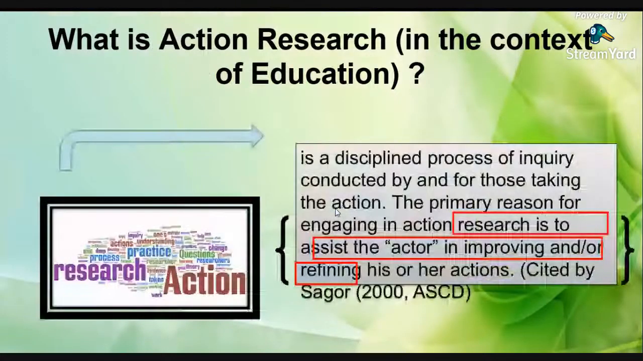Number one, what is the nature of action research? Accordingly, action research is a disciplined process of inquiry conducted by and for those taking the action. The primary reason for engaging in action research is to assist the actor in improving or refining his or her action, according to Sagor in 2000, published at ASCD.